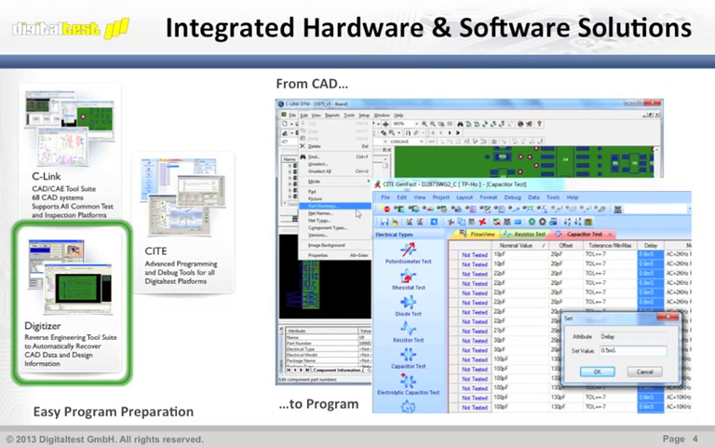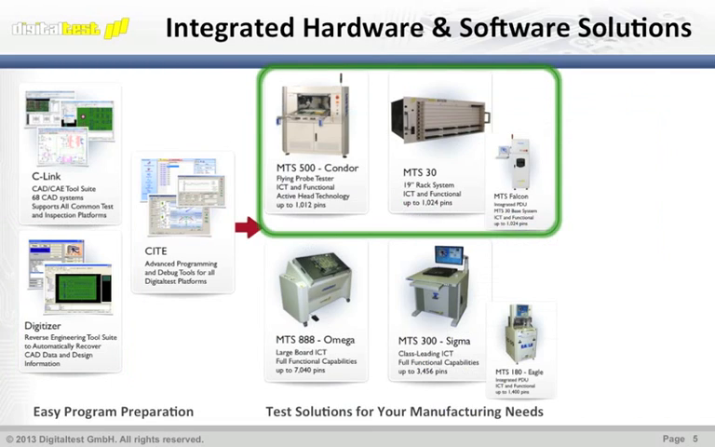Digitizer is our reverse engineering tool suite. Digitizer is very useful to a lot of companies where they have lost CAD data, they have lost engineering data, and we can reverse engineer that just from the board. We'll look at that later in the presentation, but that's a very powerful piece of reverse engineering software that we have. For our product range, I look at this in two ways.